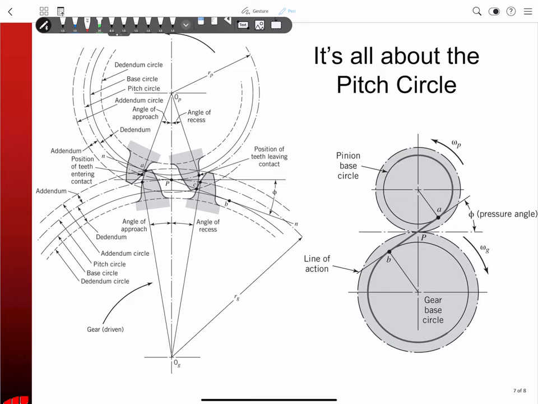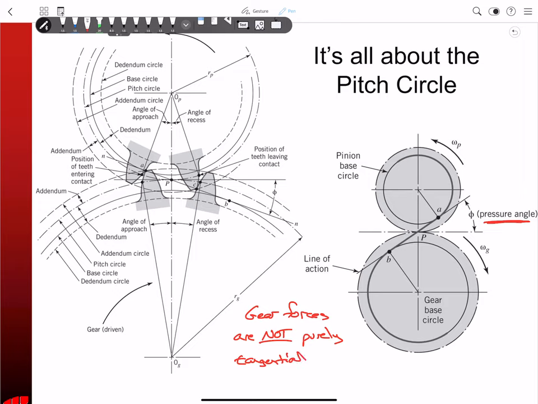Okay, again, it's all about the pitch circle. Everything starts at the pitch circle, and we have the line of action. This is about the pressure angle. The pressure angle is really key. So gear forces are not purely tangential. That's the big takeaway here.